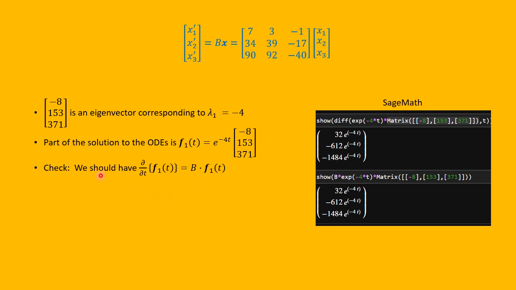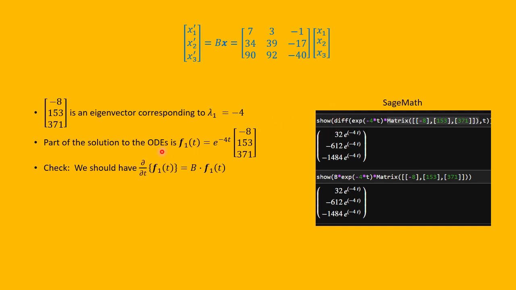Now, to check that, we want f sub 1 to satisfy this equation. So that means that f sub 1 prime should equal B times f sub 1. So the derivative with respect to t of f sub 1 of t should equal B times f sub 1 of t. Let's check that using SageMath.